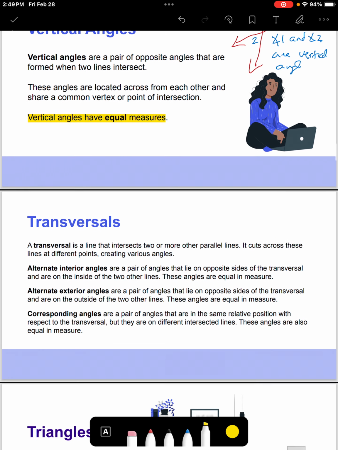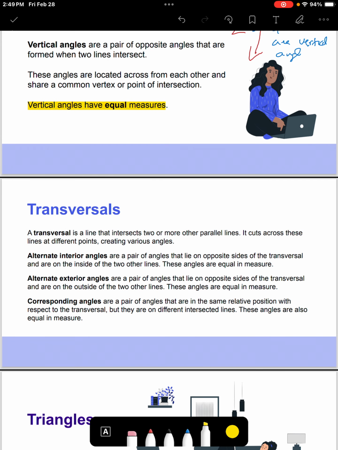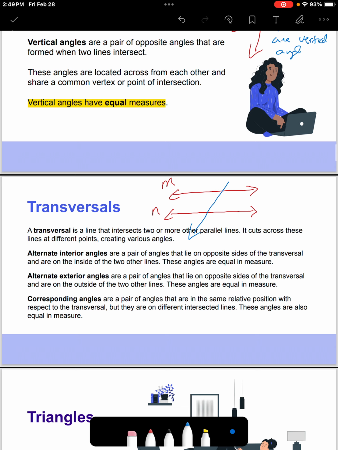A transversal is a line that intersects 2 or more parallel lines. It cuts across lines to form different points, creating various angles. So if I have a line, let's call this line M. We can also label lines with letters. And I have line N. And I have a transversal here. Let's call that transversal just L.